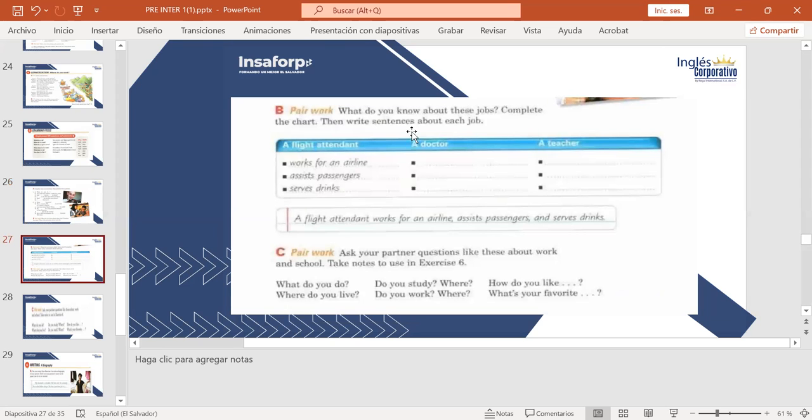Complete the chart. Okay, complete each occupation or job. A flight attendant works for an airline, assists passengers, serves drinks. A doctor, this, and a teacher, that. Okay, working groups, please. And see you in 4 minutes.